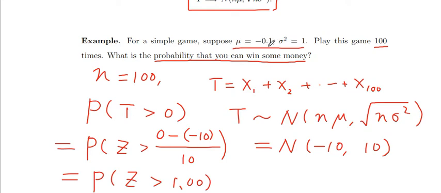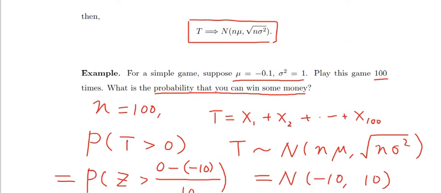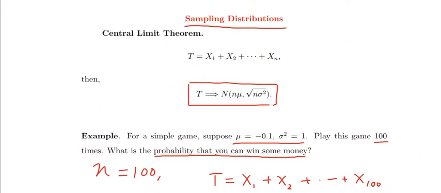Mu is negative, right? Okay, so this is a typical application of the central limit theorem. If we play a game many times, the total result will follow a normal distribution. So we can find the probability about the total result, whether you can win a certain amount of money, or you can lose some money, right?